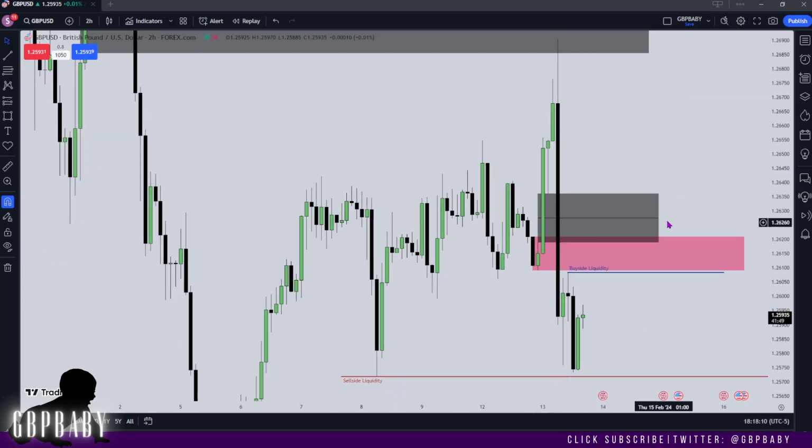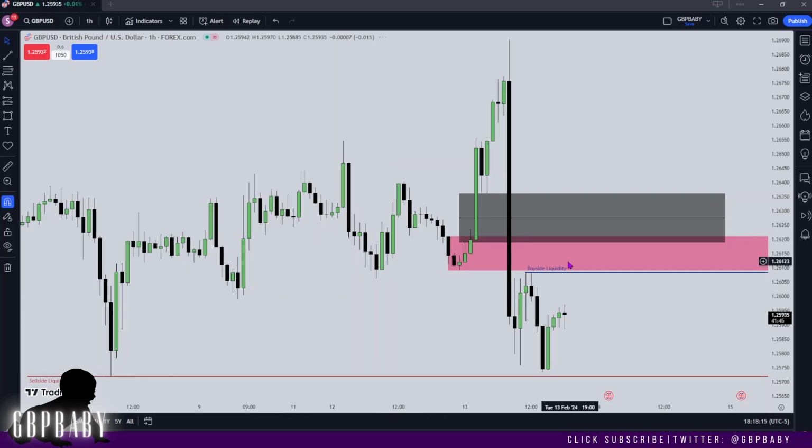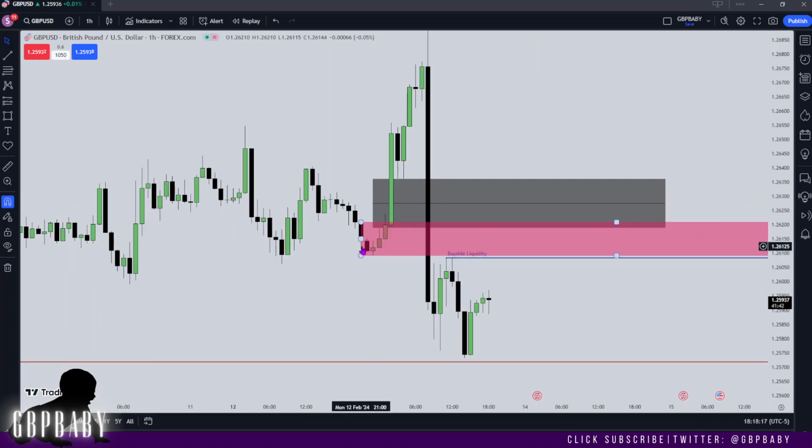So if that happens again here, that's completely fine. But regardless, I'd like to see lower pound. Let's go to the 1 hour. Again, there's that breaker level. Inversion fair value gap, same thing, relative equal highs. We've got two highs there.